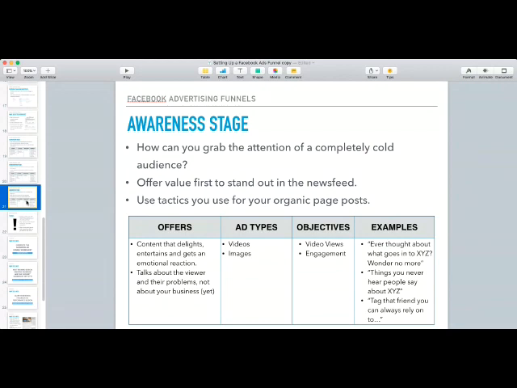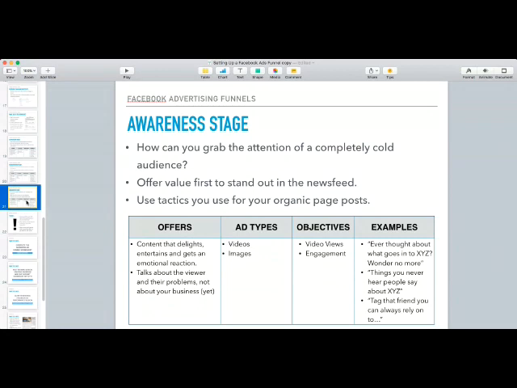The goal of the awareness stage is to ask what campaign objective you can use to get them into that consideration level. You need to think about how you can grab the attention of a completely cold audience. That message is going to be very different to someone that's a warm or a hot audience, if you want to call them that. So you need to offer value first to stand out in the newsfeed, and that's really critical for this awareness stage.